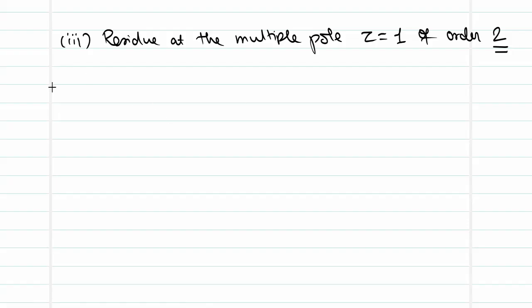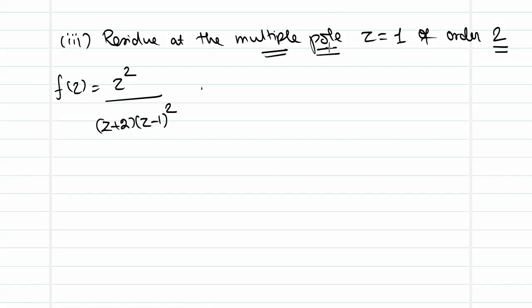Okay, so what is going to be my function f of z? This is z square by (z plus 2) into (z minus 1) the whole square. This is my function f of z. Now it's time to recollect the formula for residue at a multiple pole. So we will do it.